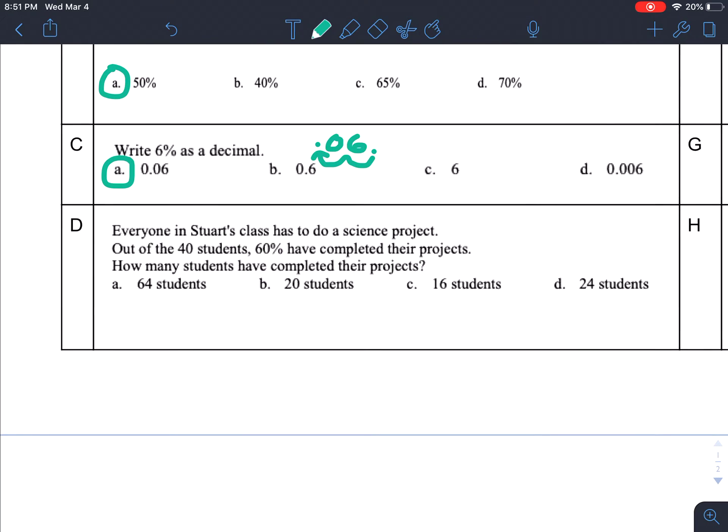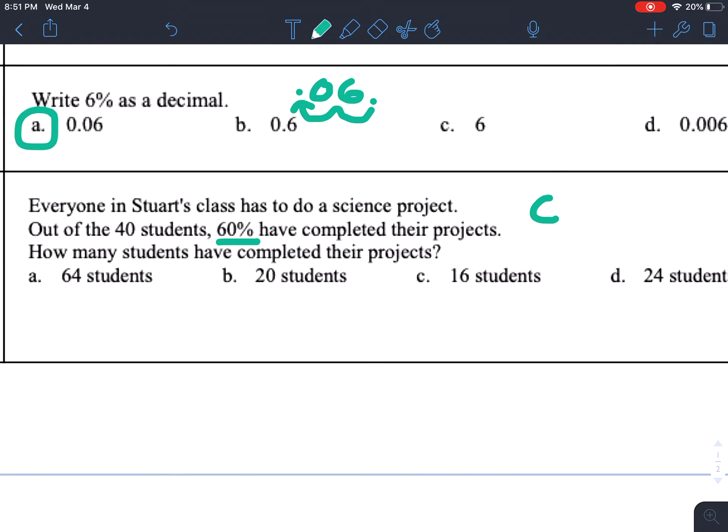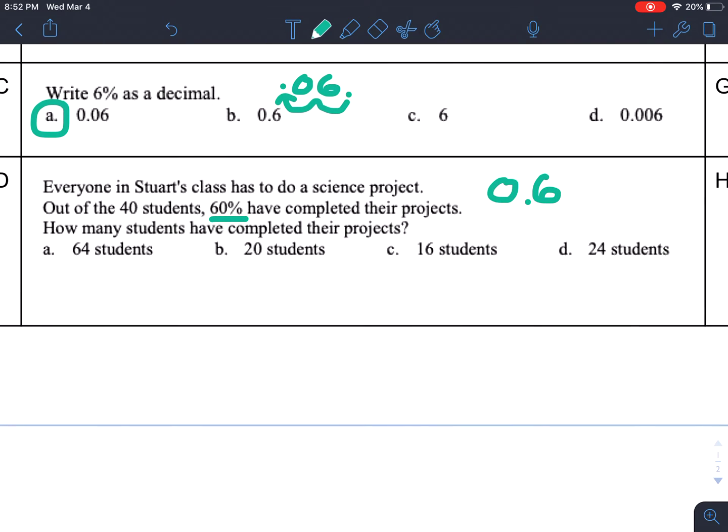Everyone in Stuart's class has to do a science project. Out of the 40 students, 60% have completed their projects. How many students have completed their projects? So again, you are going to figure out 60% as a decimal. So 0.6, because if you move the decimal point 2 spots to the left, it's 0.6. Okay, so 0.6 times 40 students is going to tell me 60% of 40 students. So that is going to be 24 students, or D as the answer.